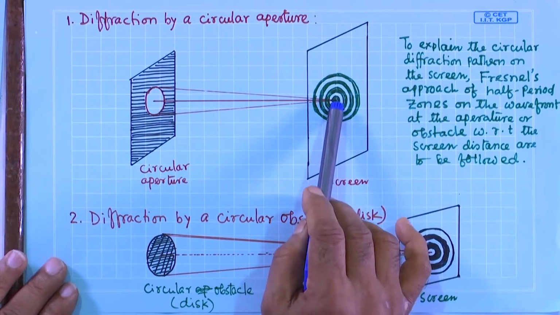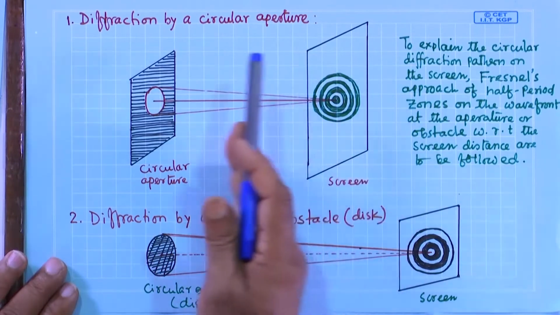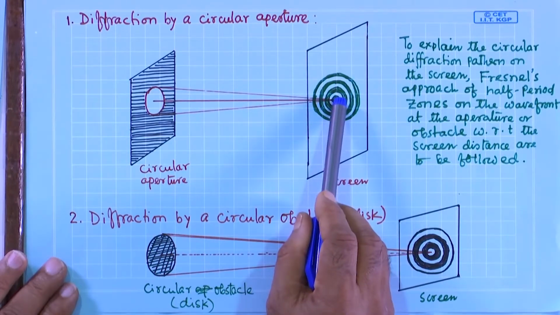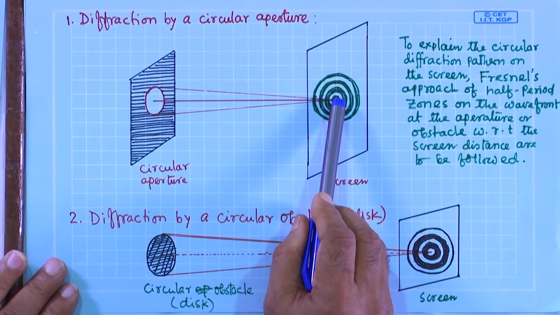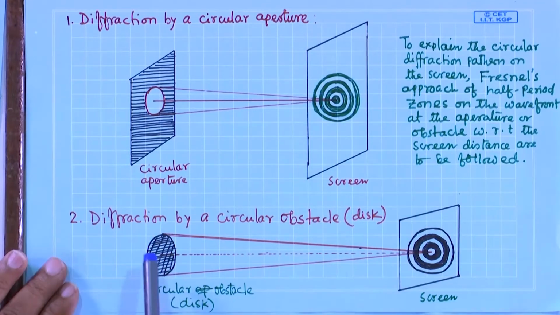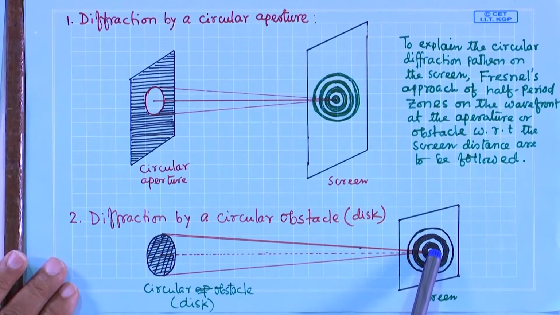Sometimes we can see dark if we change the screen distance. At some distance we get dark, at some distance we get bright, and then alternately. In a circular obstacle, this dotted line is the normal to the center of this disc, and it meets the screen at this point. We call it the axis passing through the center.